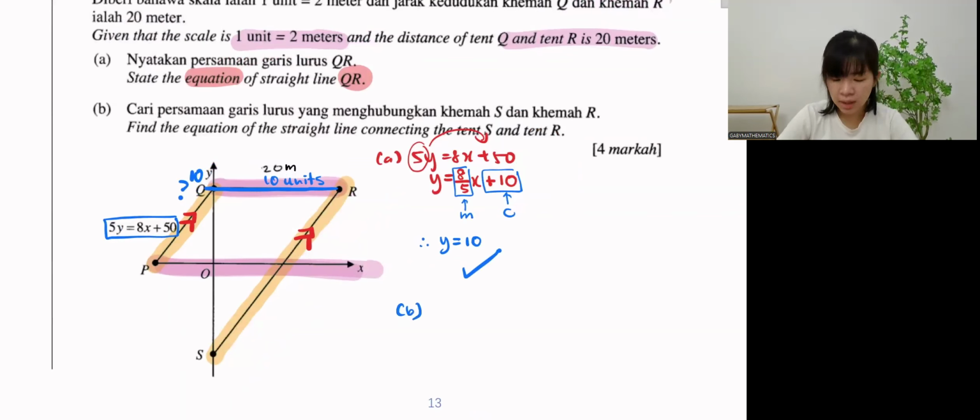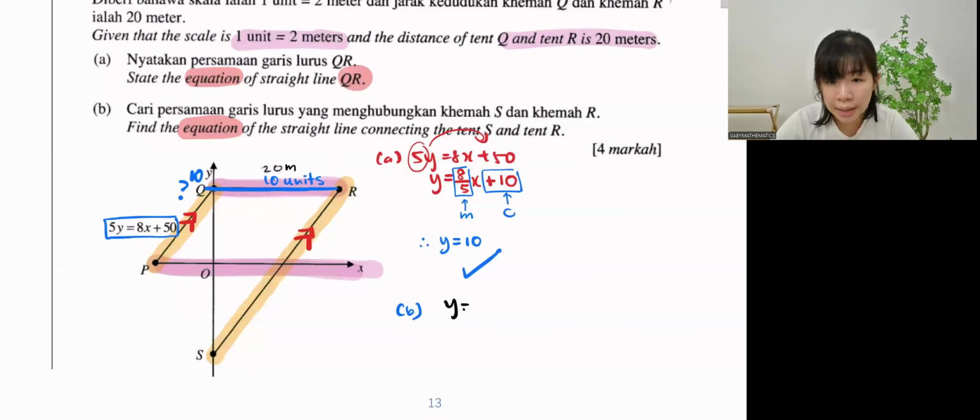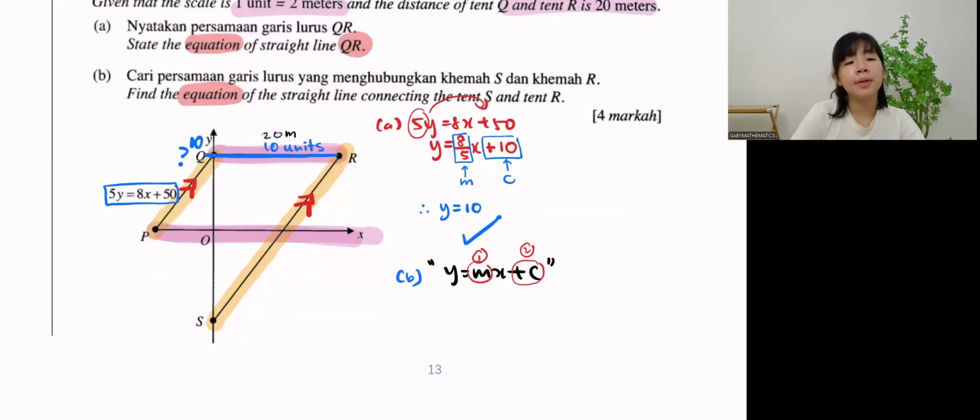Okay, B. Find the equation. You need to find the equation, but of which line? The equation of the straight line connecting S and R. SR, this line. When you see it is a slant line, always y equals mx plus c. You get this ready first. The first thing we need to find is m, followed by the second thing, c. First thing, m. Can anybody tell me what is the m? What is the gradient of this line?